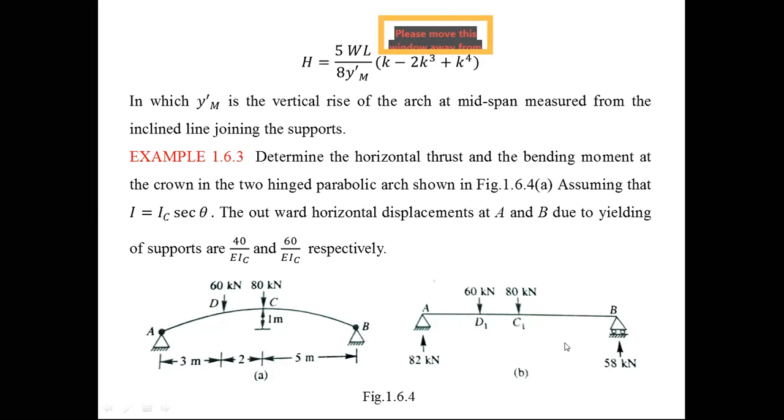Then consider the section BC1 at a distance X from the right support. Write the moment equation 58 into X, or you consider X from left support 58 into 10 minus X. What is the limit? 5 to 10. That is the moment equation.